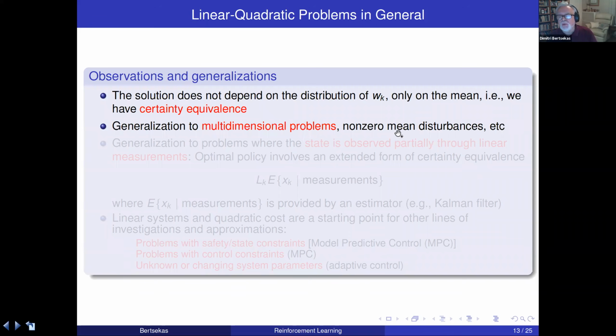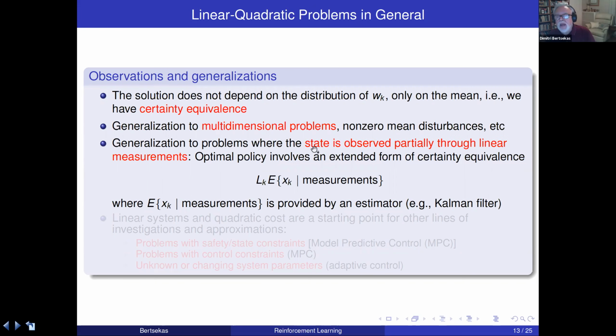Again, certainty equivalence holds. You can replace the disturbances by their mean and do the calculation as if the problem were deterministic. Then there is a major generalization, a fundamental result in control theory, where in our problem the state is not observed exactly, but is observed partially through linear measurements. For example, in two-dimensional motion, you may observe the position of some vehicle, but not velocity. And you may observe the position with some error using radar, but the radar has some error.